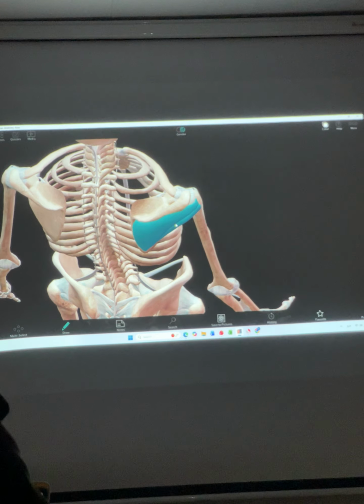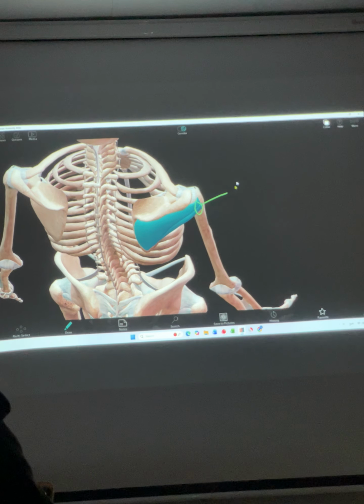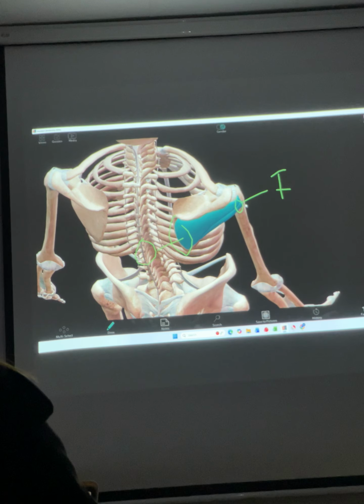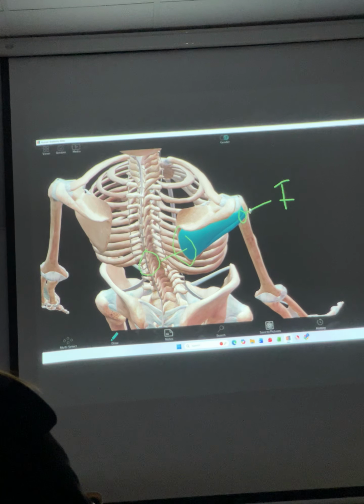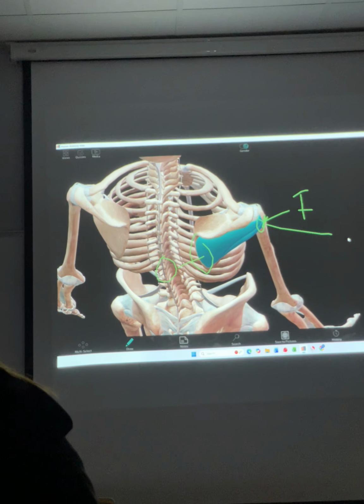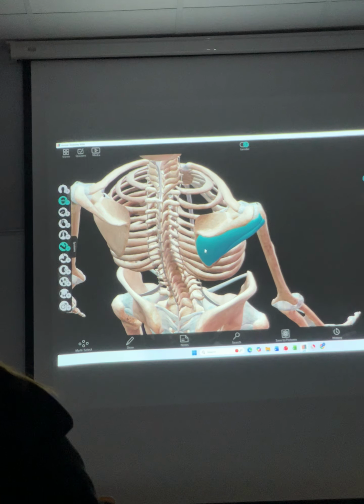Okay, so this is the original insertion. It's insertion. This one? Origin. Which one is moving? Insertion. Okay, this is located at which part of the humerus, medial or lateral side? Lateral.